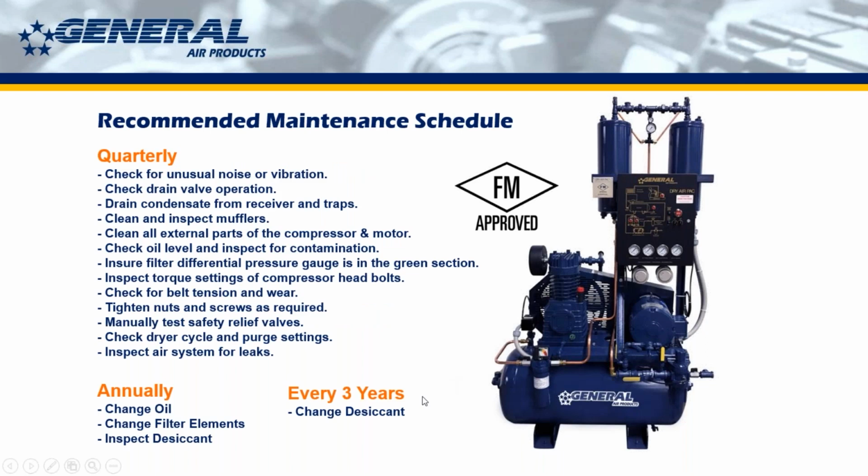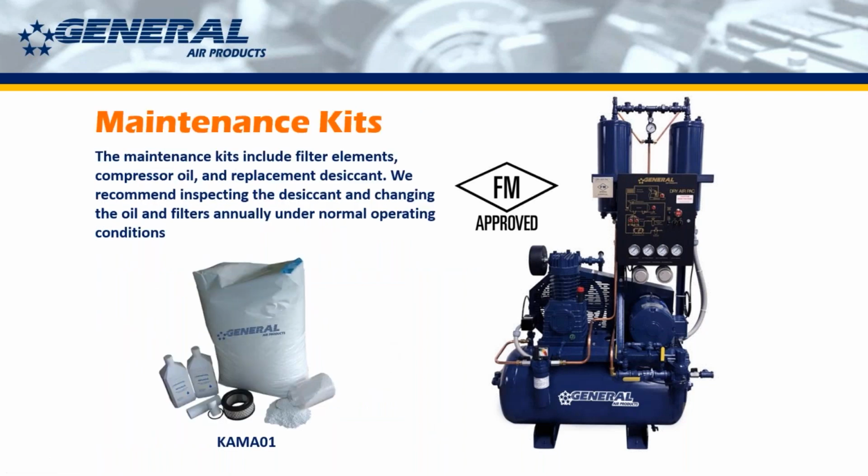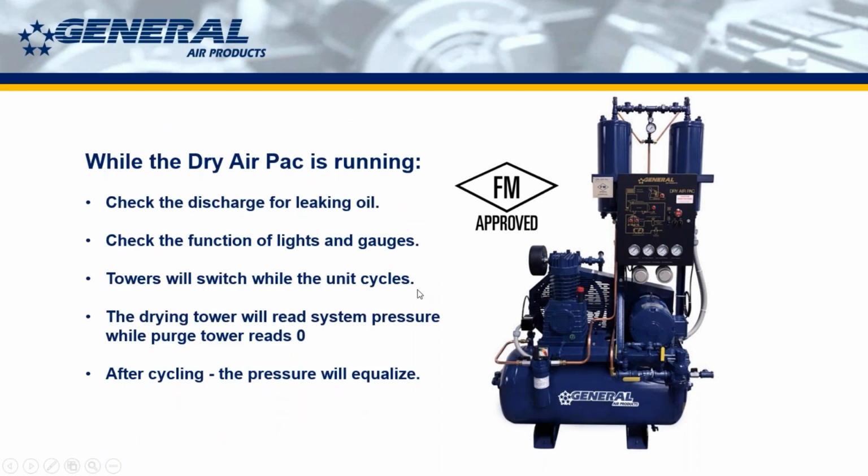This is the list of maintenance. The real thing that I want to call out, because the quarterly and annually are all basically, there's a few extras on there, but they're all basically compressor maintenance. The main thing is every 3 years, you need to change the desiccant out. Every 3 years. And then we have those maintenance kits available. So this would be a full maintenance kit with the desiccant replacement in it as well.